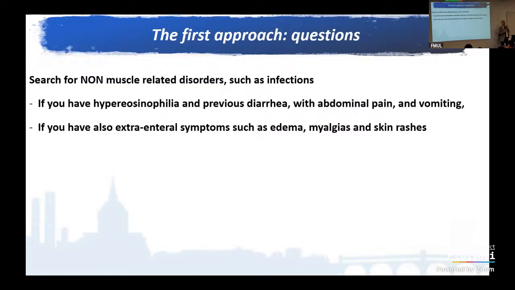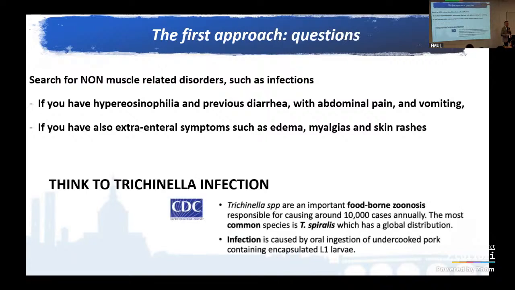Then we should search also for other non-muscle related disorders, and infection might be very important. For example, if you have a patient with hyperCKemia and hypereosinophilia, previous diarrhea, abdominal pain and vomiting, and also extraenteral symptoms such as edema, myalgias, and skin rashes, always think of trichinella.